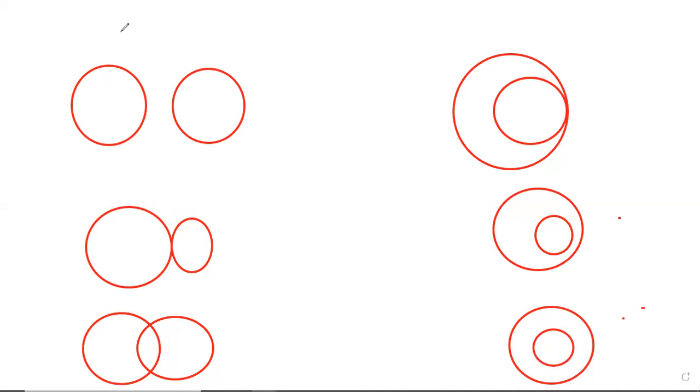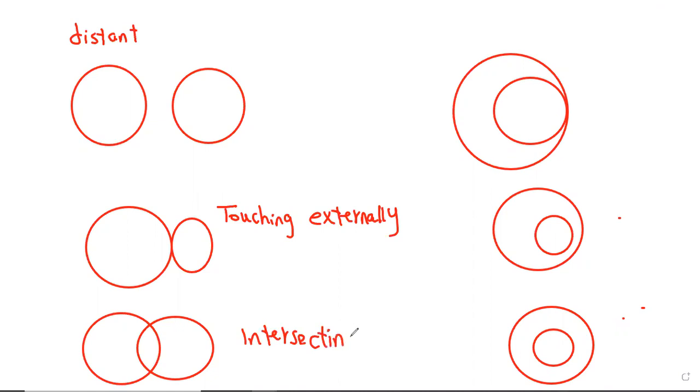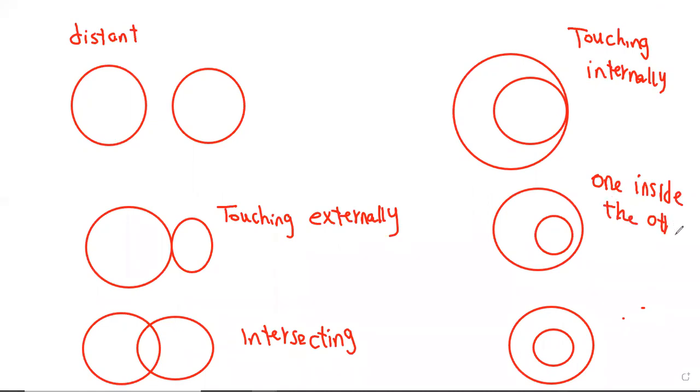So distant, they are two distant circles. They are touching externally. And we have two intersecting circles, and touching internally. One inside the other, and two concentric circles.